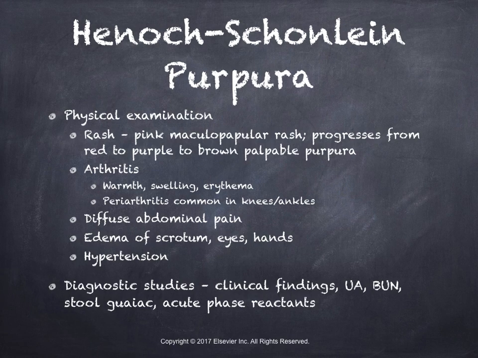They have diffuse abdominal pain. They can have edema of the scrotum and their eyes. You can have hypertension, so make sure you assess for that. They should be followed closely until the vasculitis resolves. You'll want to obtain a UA and a BUN and monitor those until normal.